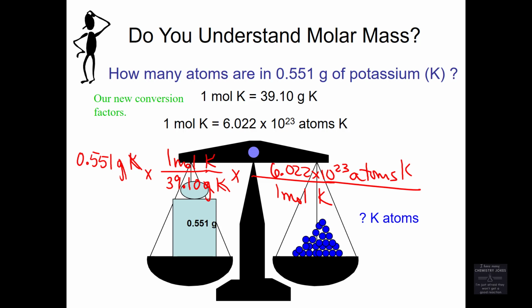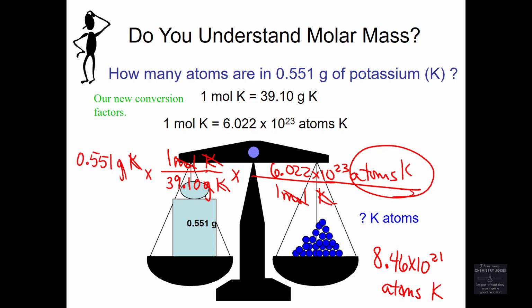So when I do that dimensional analysis, that factor label method, writing out all my units, grams cancels, moles cancel, and I end up with atoms of potassium, which is exactly what we asked for. You should plug that in and make sure that you get the same answer as me, which is 8.46 times 10 to the 21st atoms of potassium. That's a lot of atoms. Anytime you have a quantity you can see, you expect to have a very large number of atoms. Don't forget that.